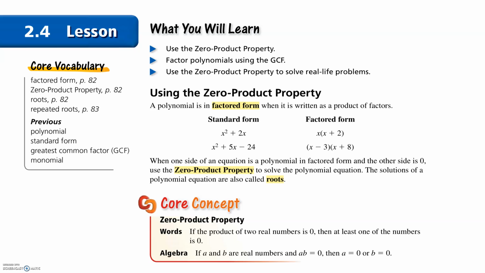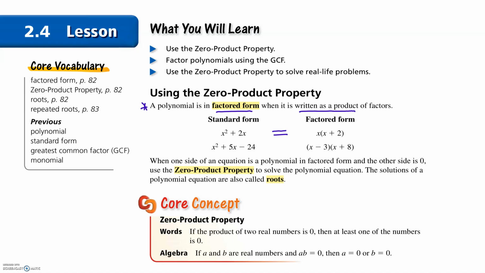Okay, moving on to the rest of our notes. So let's review a couple of ideas really quickly. A polynomial is in factored form when it is written as a product of factors. So we start from standard form, which remember has the terms added or subtracted. The powers need to be going down, powers on the variable going down. Standard form, x squared plus 2x, can be written in factored form, x times x plus 2.